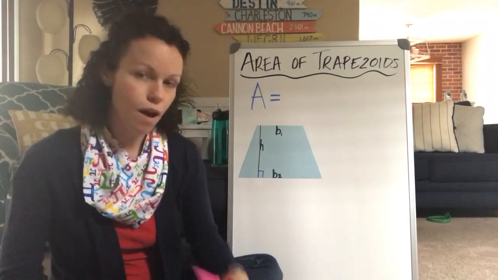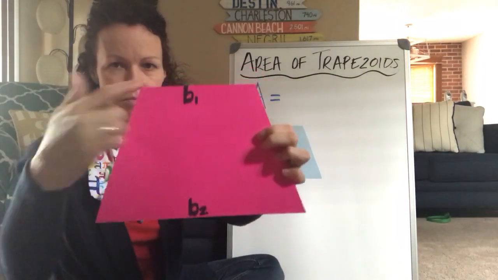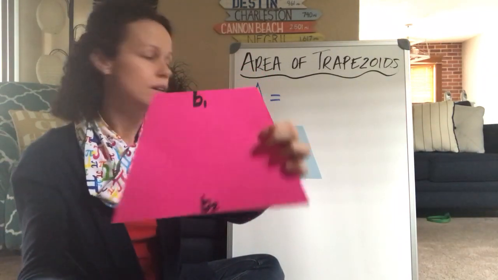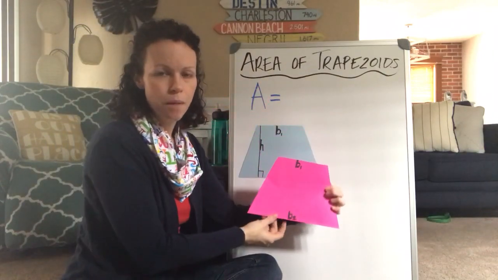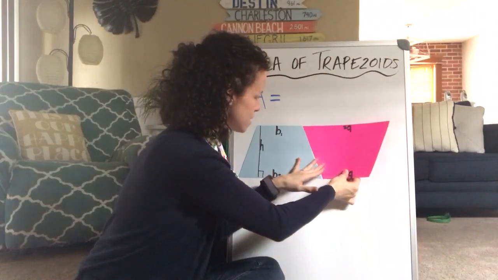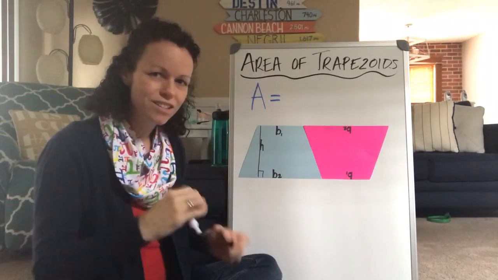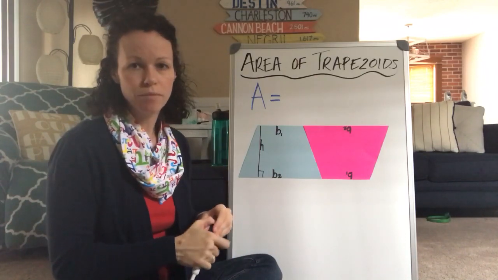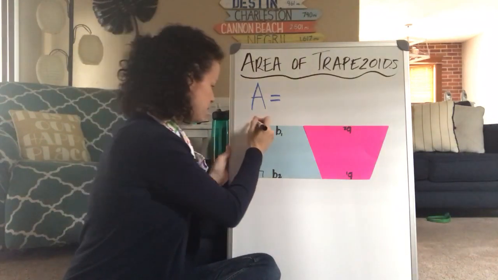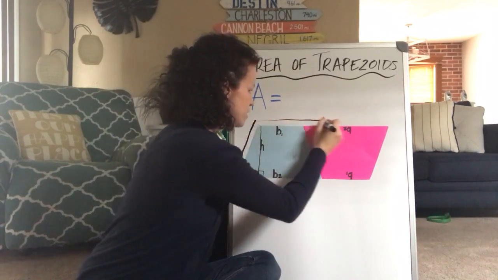Now I'm going to show you how it relates to a parallelogram because I also have a second trapezoid, again labeled base 1, base 2. I'm going to take it, but this time I'm going to turn it upside down and put it right next to it. So when I do that, can you see what is created with those two trapezoids? Sometimes it's hard to see because it's two different colors. So let me go ahead and kind of trace it here for you.